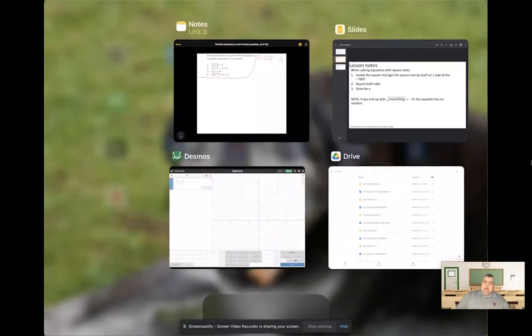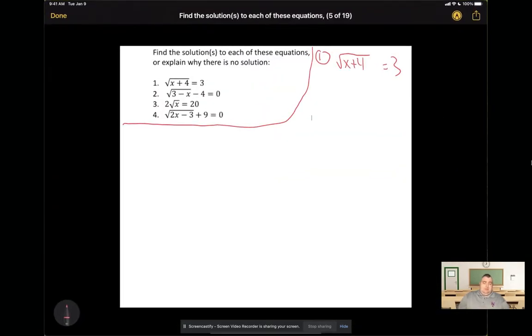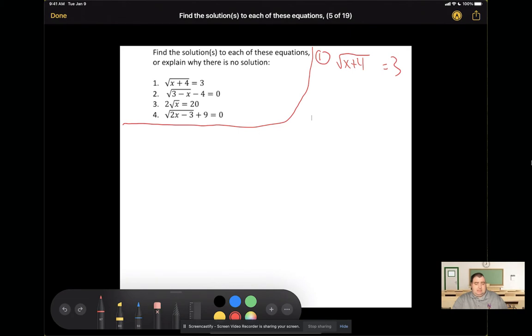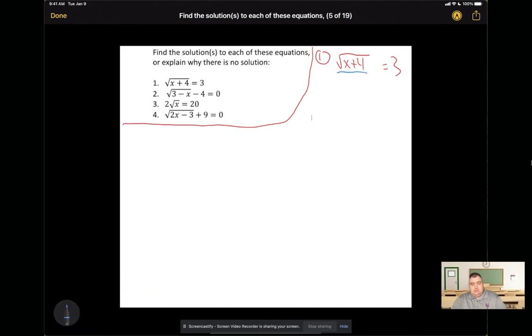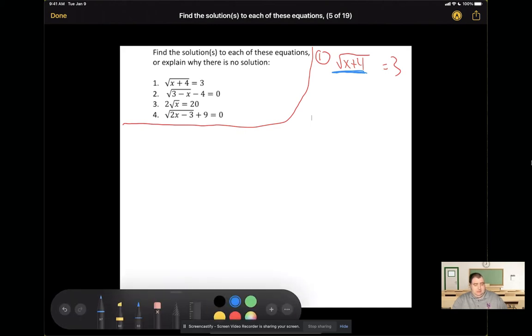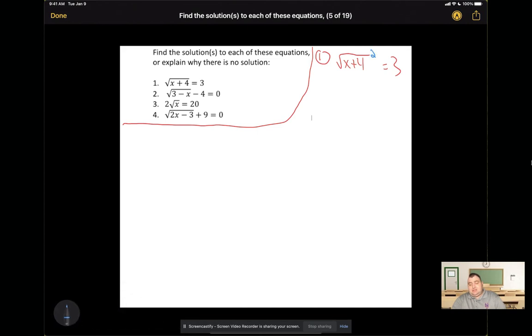So let's go ahead and take a look at the examples. The examples are just a few equations for us to solve. Number one, we have the square root of x plus 4 equals 3. You can see that the square root is already isolated on the left-hand side of the equal sign, so I don't need to do any isolating. I can go ahead and square both sides.